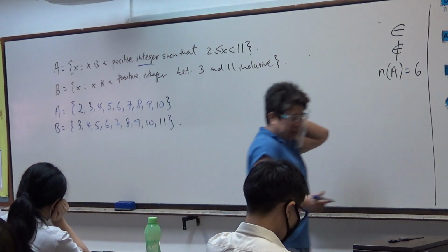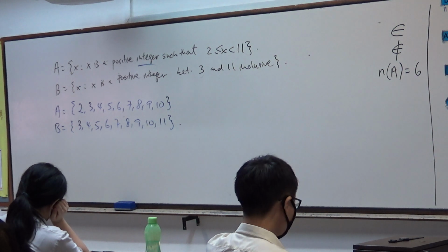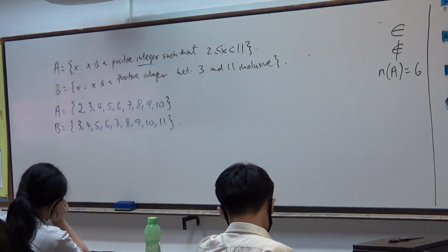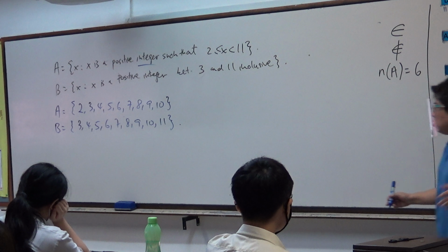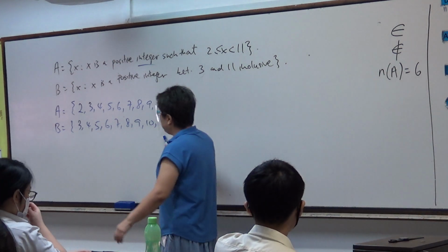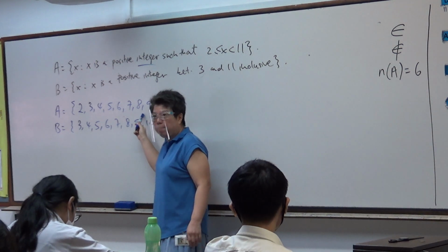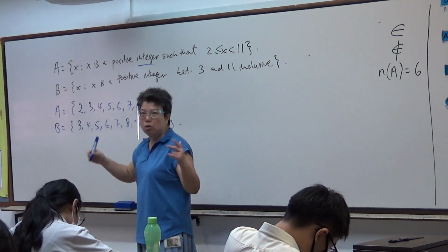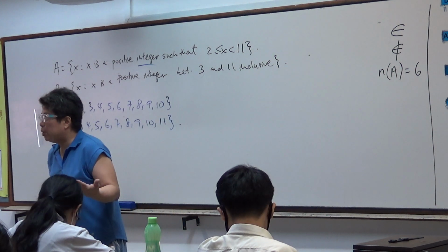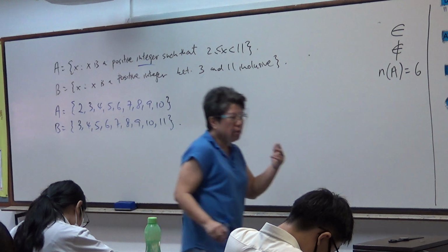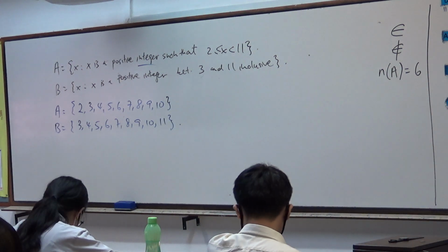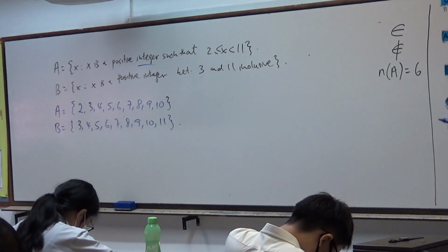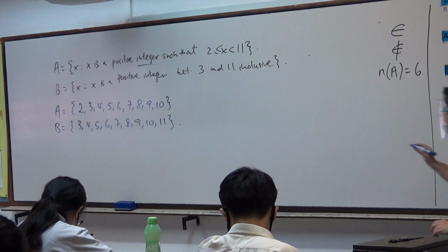Okay, so let's look at the answer. No, because 2 belongs to A, but 2 doesn't belong to B. You can also say 11 belongs to B, but 11 doesn't belong to A. That's why they do not contain the same elements. Everybody clear? Okay, good. So, are we okay with worked example 1? Next, I'm going on to equal sets.